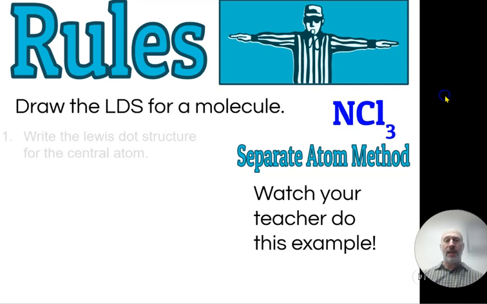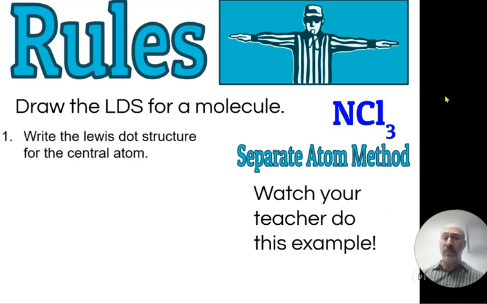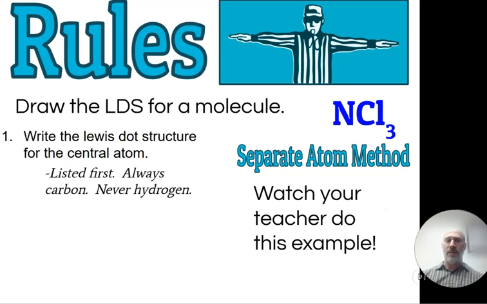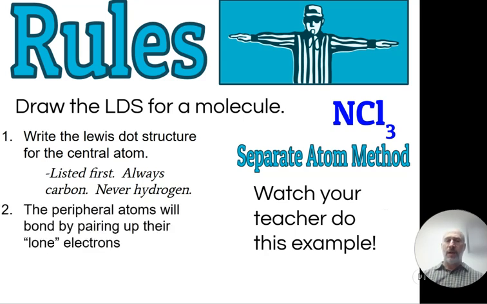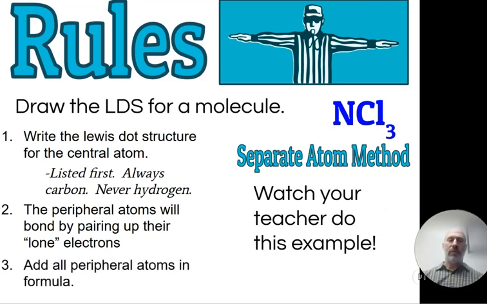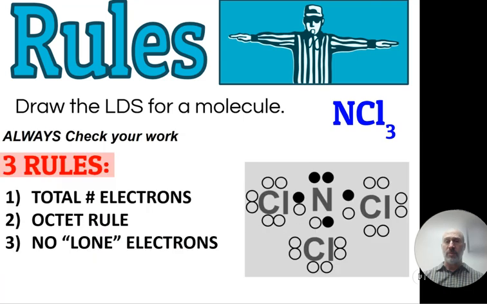So what are the rules that are associated with that? You're going to write the Lewis dot structure for the central atom first. It's usually listed first, and if it's carbon, it's always going to go in the middle. Hydrogen will never be in the middle. Peripheral atoms are going to bond up with those lone electrons. They're going to find that open space, and then you add all those peripheral atoms around, surrounding to the outside.